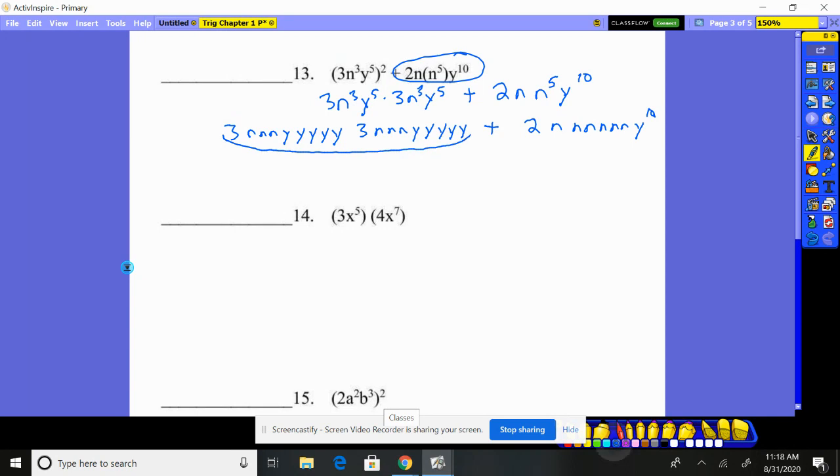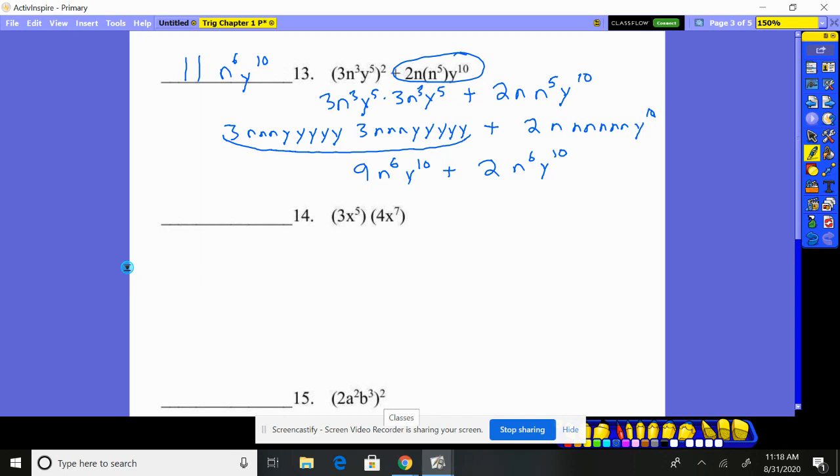3 times 3 is 9. N, how many n's you see? N to the 6. How many y's? Y to the 10th. Plus over here I have 2. How many n's? N to the 6, y to the 10th. Can we add those? Are they exactly the same? Yes, they're both n to the 6, y to the 10th. So how many do we end up with? 11 of them. So the final answer is 11 n to the 6, y to the 10th.